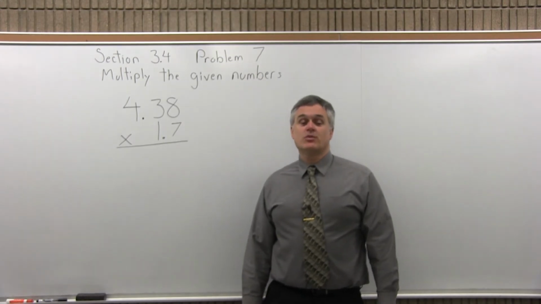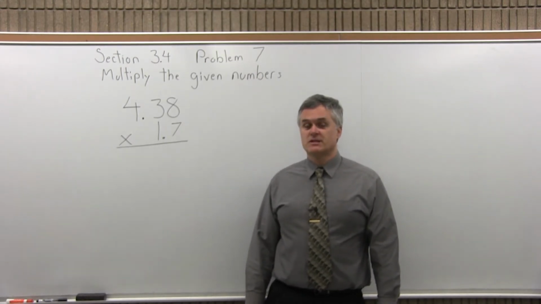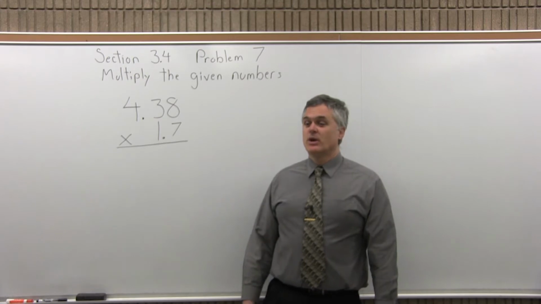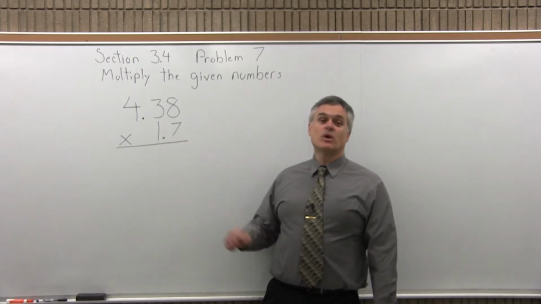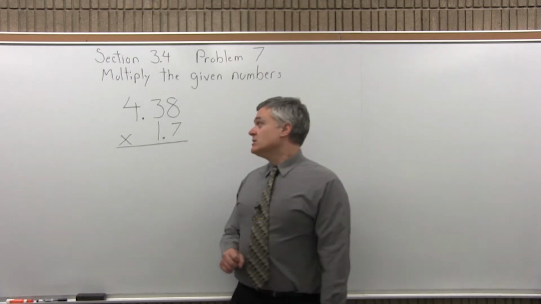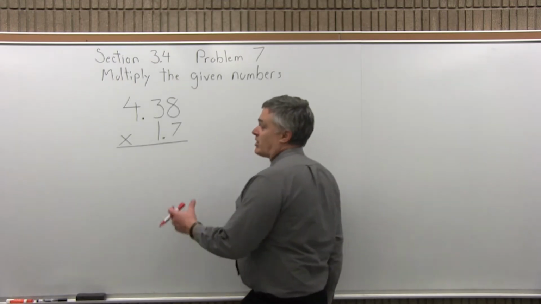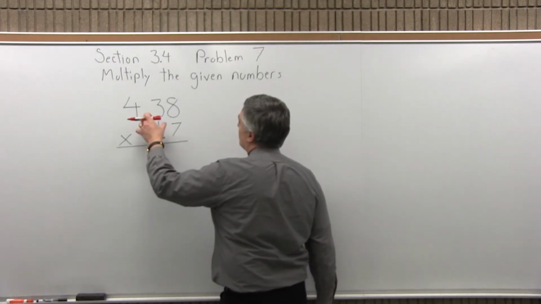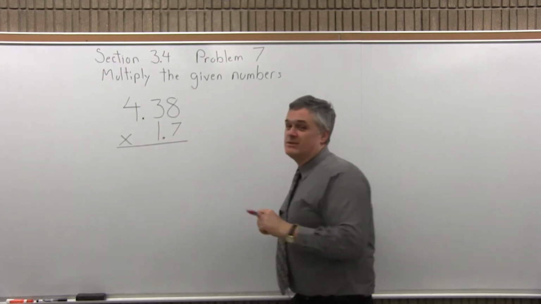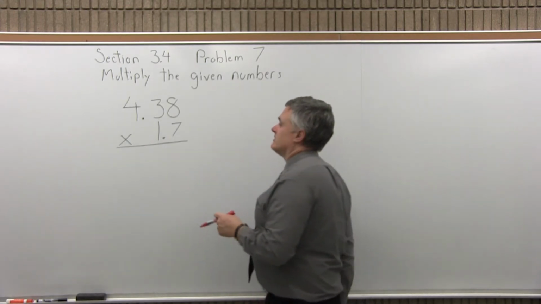This is Section 3.4, Problem 7. It says multiply the given numbers, and we have 4.38 times 1.7. So, to start the problem off, you can really multiply 438 times 17. Just ignore the decimals initially.